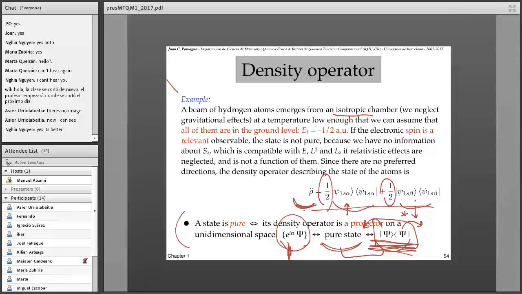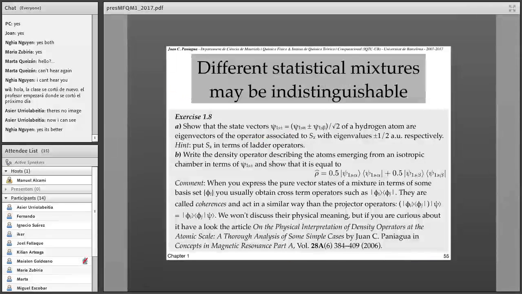Well, go on. Let's have a look at this exercise. Show that the state vector, this is a state vector, 1s plus minus, and the state vector is defined as this linear combination of the 1s alpha and 1s beta, of a hydrogen atom, show that the states corresponding to these two vectors represent states in which we have perfectly known SZ with components, or SX with components plus or minus 1/2.